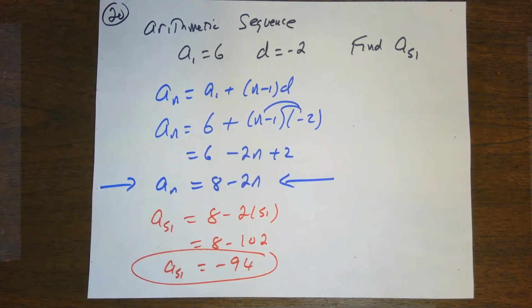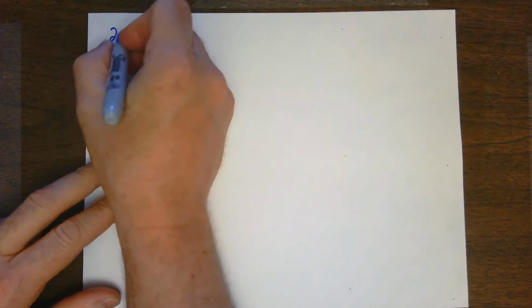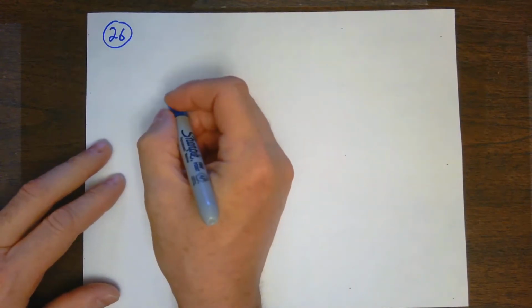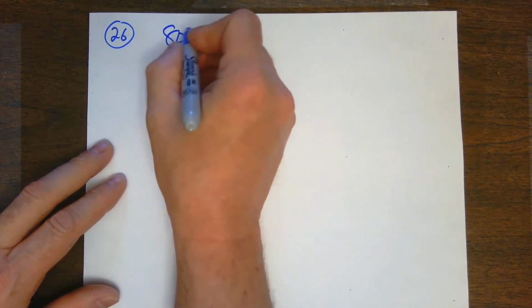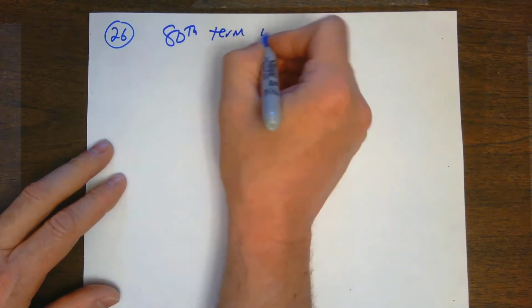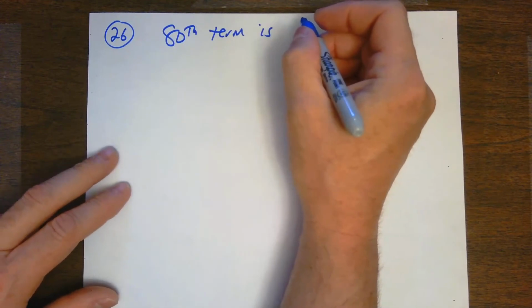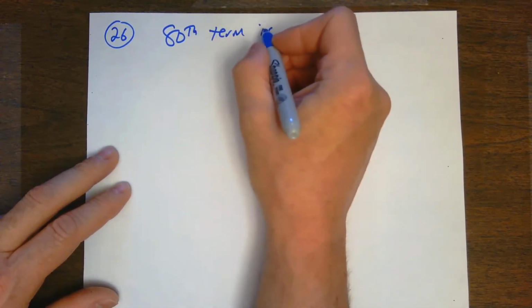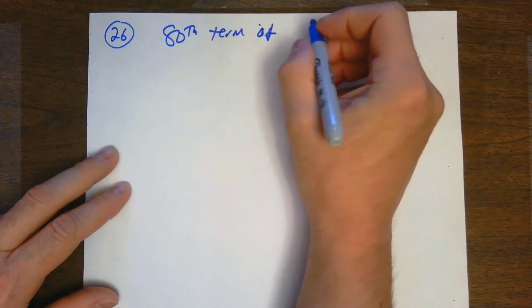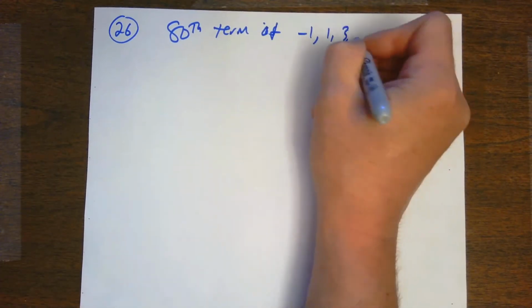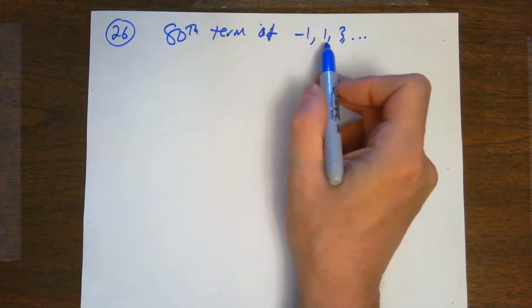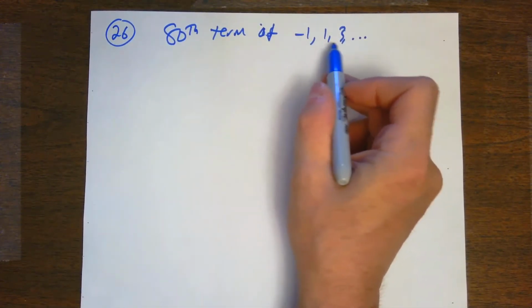All right, one more. And we're going to do number 26 out of the exercise set. I want you to find the 80th term of the following sequence: negative 1, 1, 3, dot, dot, dot. Find the 80th term of that arithmetic sequence.